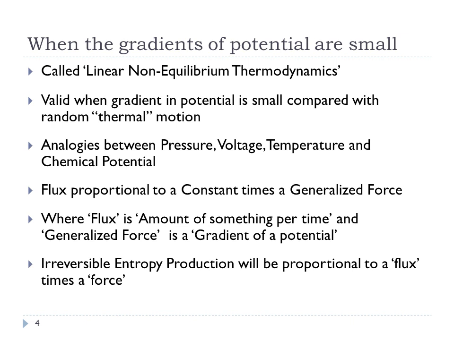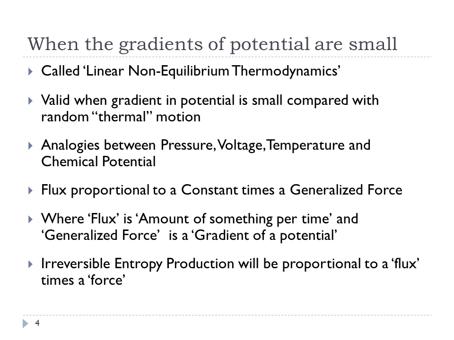So if this is a metal heat exchanger, a stainless steel heat exchanger, then the collision time is on the order of the distance between the molecules, which is extremely small. So in that case, we can say that the gradients of the potential are extremely small compared to the random thermal motion. And when you're in this linear non-equilibrium thermodynamics, there are analogies between pressure, voltage, temperature, and chemical potential.